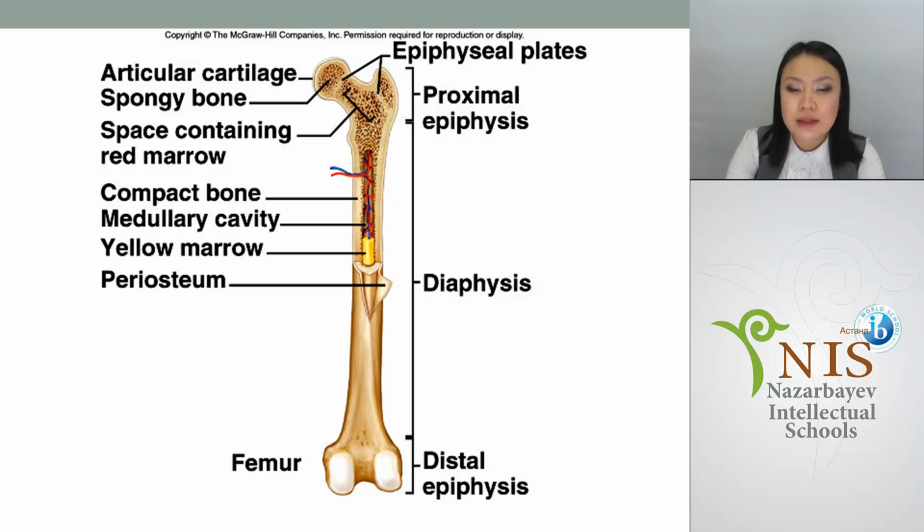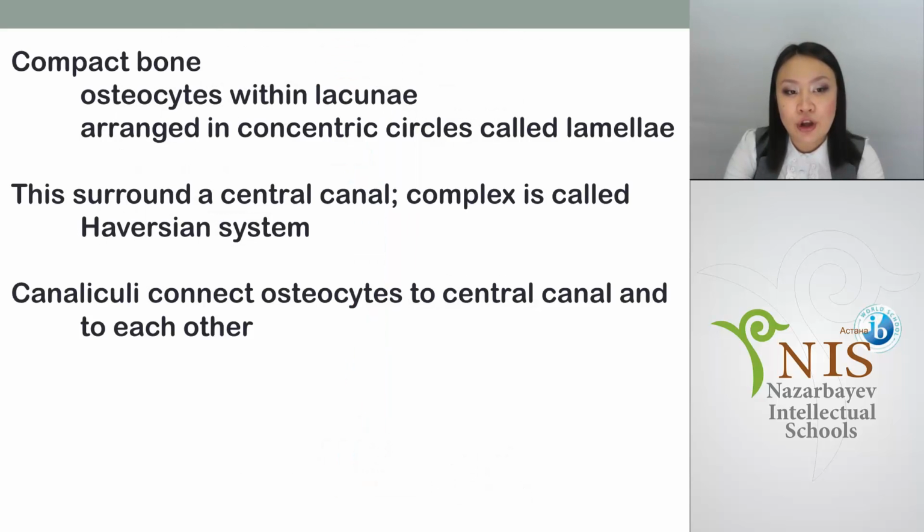And in the long side of this femur, it is covered with the periosteum, which protects bone. Okay, compact bone. Osteocytes within lacunae, arranged in concentric circles called lamellae. This surrounds a central canal. The complex is called the Haversian system. Canaliculi connect osteocytes to the central canal and to each other.